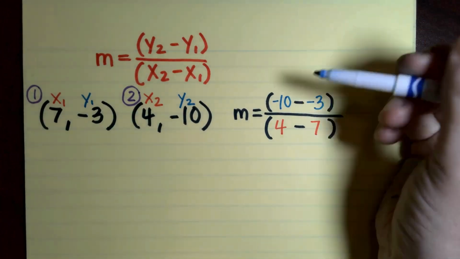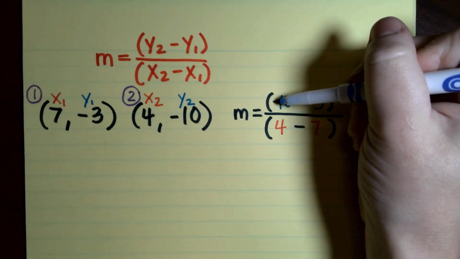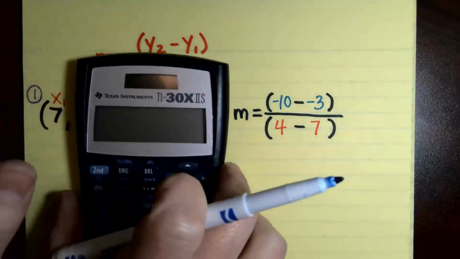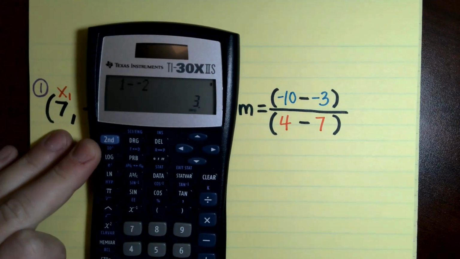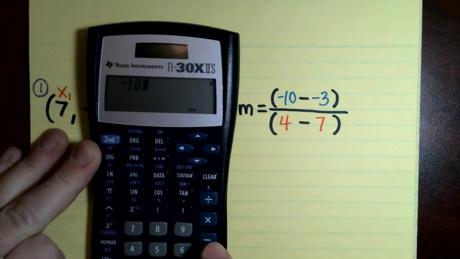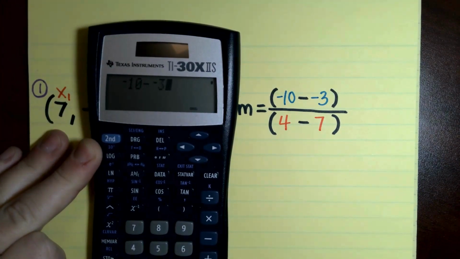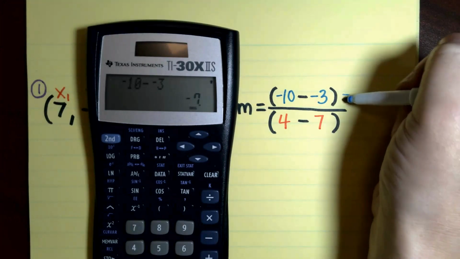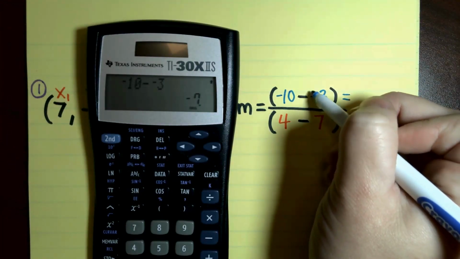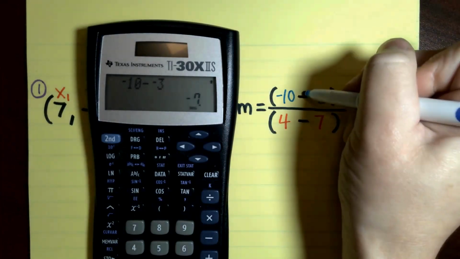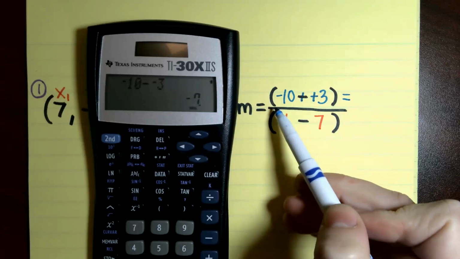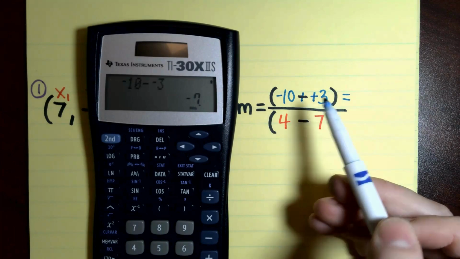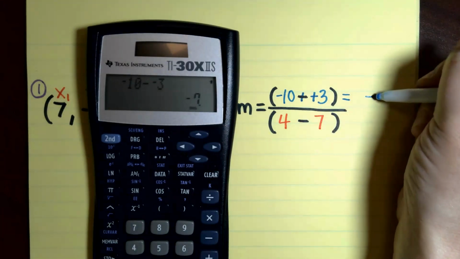Let's see. Negative 10 minus negative 3. Negative 7. Let's type that in. Negative 10 minus negative 3 is going to give you negative 7. Remember, if we were to put these 2 minus signs together, it would become addition. So if I owe $10 and then I add $3 more to my bank account, I still owe 7. Yeah, we got it.